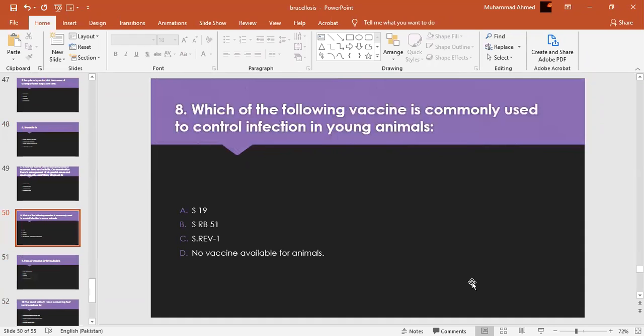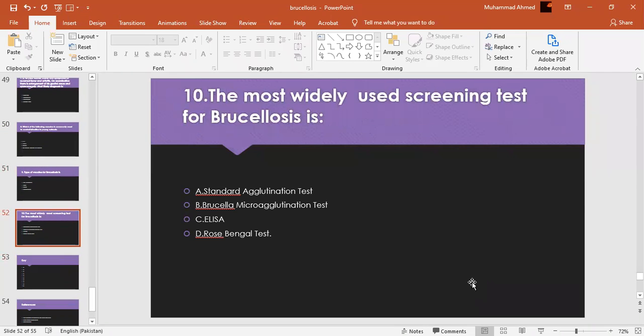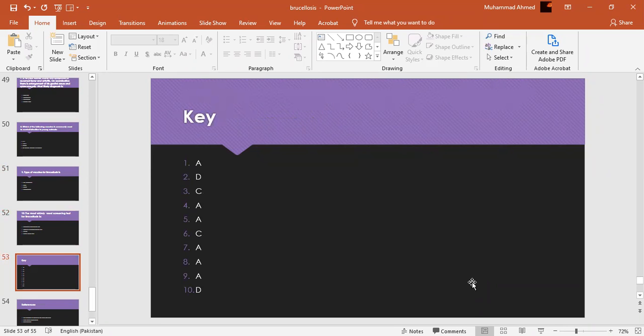Which of the following vaccine is commonly used to control the infection in young animals? It's A. Okay. The type of vaccine for brucellosis is live attenuated. Okay. The most widely used screening test for brucellosis. Yes, right.